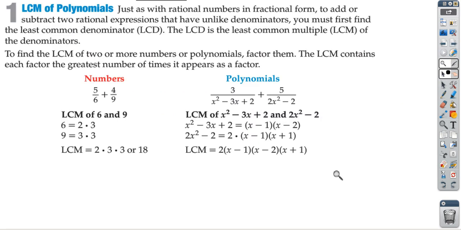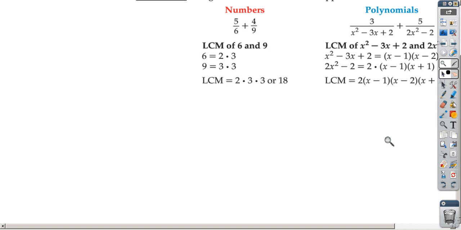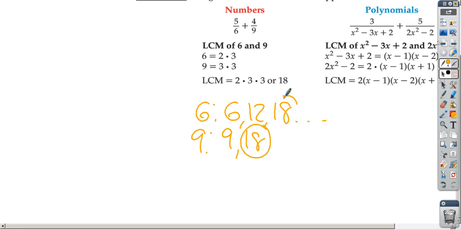First of all, with numbers, the way that you would find the least common multiple of 6 and 9 is you can just list out the multiples. The multiples of 6: 6 times 1 is 6, 6 times 2 is 12, 6 times 3 is 18, and so on. The multiples of 9: 9 times 1 is 9, 9 times 2 is 18. So that means 18 is the least that they have in common.